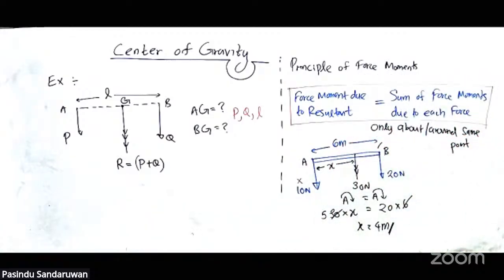AG equals QL over P plus Q. Correct. Good.